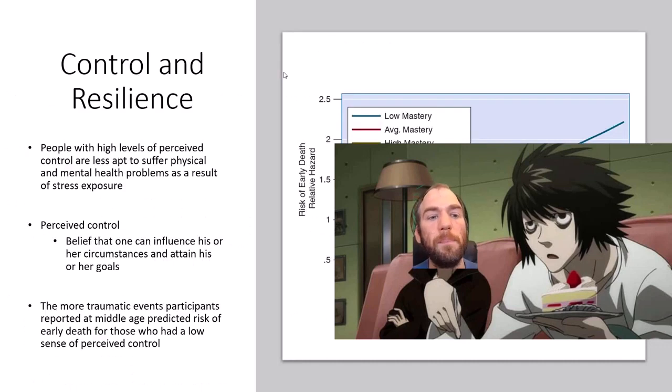Control and resilience. People at high levels of perceived control are less apt to suffer physical and mental health problems as a result of stress exposure. Perceived control is the belief that one can influence his or her circumstances and attain his or her goals. The more traumatic events participants reported at middle age predicted risk of early death for those who had a low sense of perceived control.